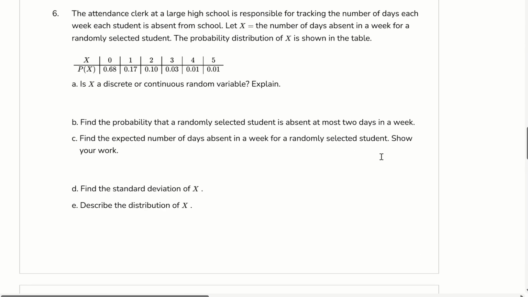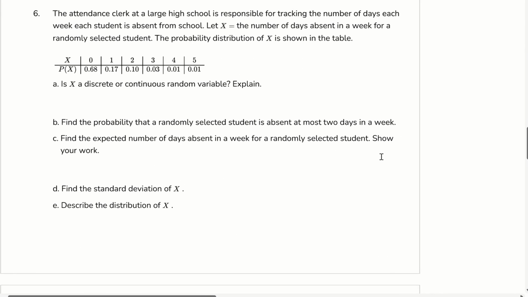All right, so number 6, the attendance clerk at a large high school is responsible for tracking the number of days each week each student is absent from school. Let X equal the number of days absent in a week for a randomly selected student. The probability distribution of X is shown in the table below. So is X discrete or continuous? Well, notice that it goes from 0 to 1 to 2 to 3 to 4 to 5. They're whole numbers, right? So that's discrete.